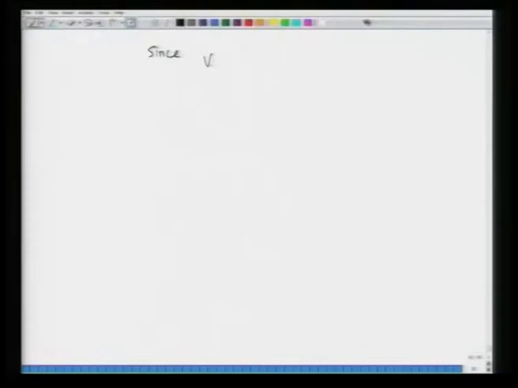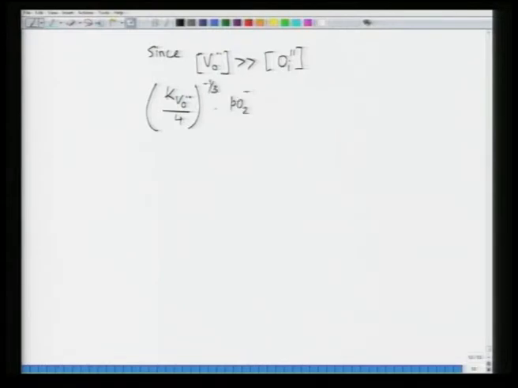So, for that, since VO is much larger than OI, if you now replace the VO value, which is KVO divided by 4 to the power minus 1 by 3 into PO2 to the power minus 1 by 6, much greater than OI, which is Kf multiplied by KVO divided by 4 to the power minus 1 by 3 into PO2 to the power plus 1 by 6.